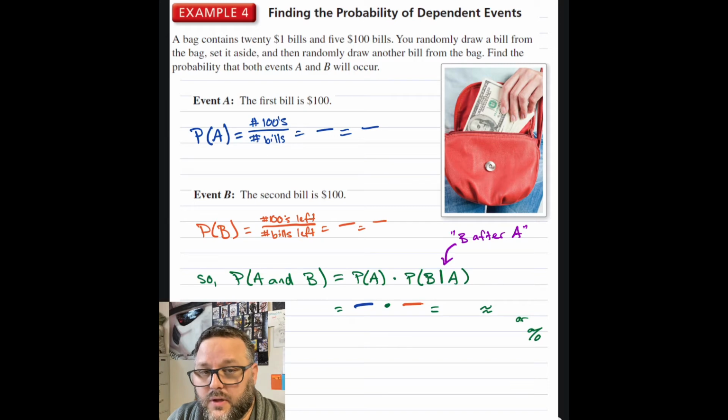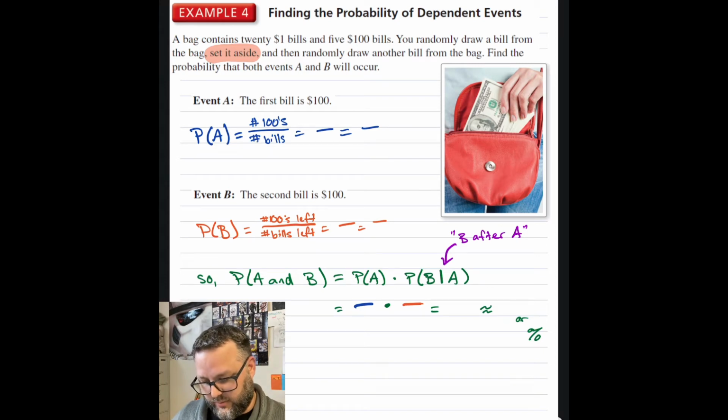Now, the thing we got to realize here is these are dependent events. When you reach in and you grab a bill out, unless you're specifically told to, we're not putting it back in. At least that's the assumption, because it says draw another bill from the bag. Actually, it does say, I guess, set aside. See, even sometimes I overlook stuff. Because it says you set it aside, you did not put it back in the bag, so it's no longer in the bag to pull out from that first one.